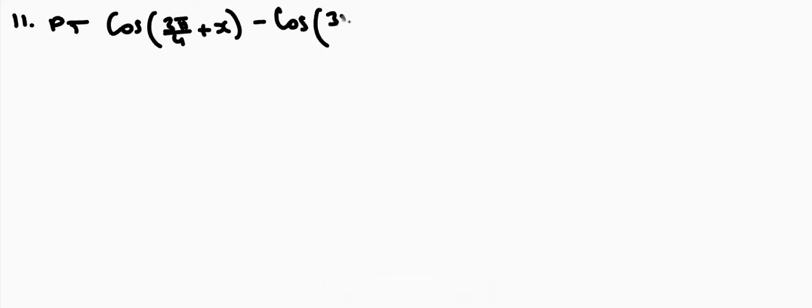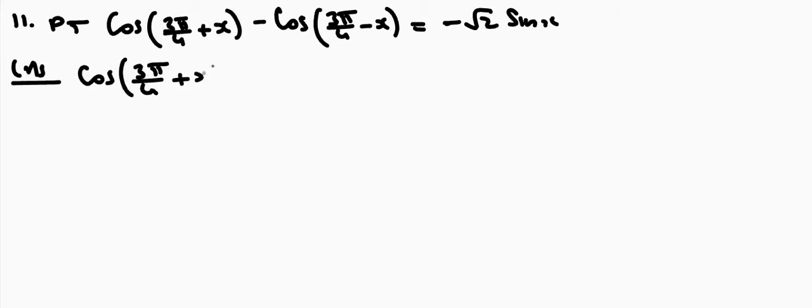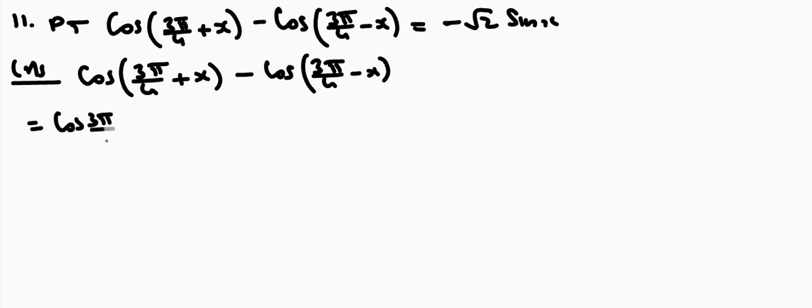Prove that cos of 3 pi by 4 plus x minus cos of 3 pi by 4 minus x equals, they have to prove, root 2 sin x. Here the LHS is cos of 3 pi by 4 plus x minus cos of 3 pi by 4 minus x. Cos of A plus B is cos A cos B minus sin A sin B.